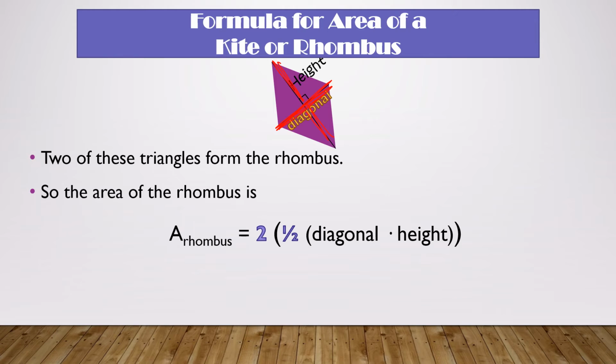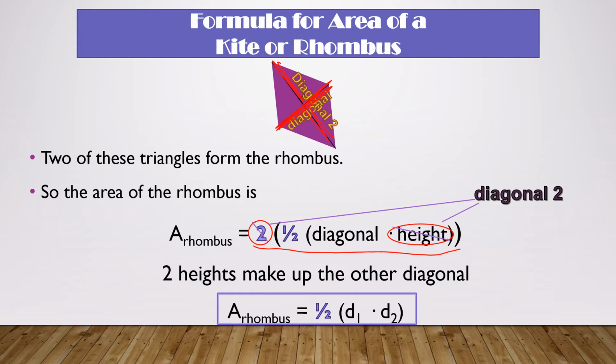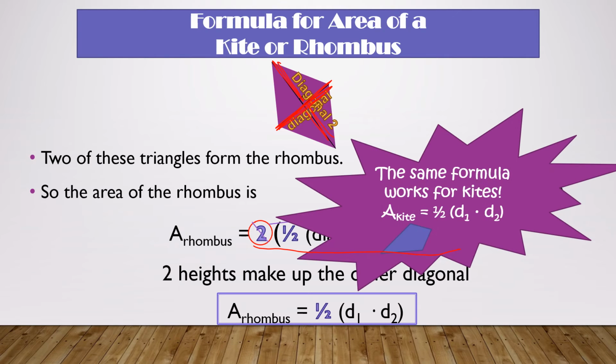makes another diagonal. So what we're going to do is, instead of doing this long formula here where we do 2 times 1/2 diagonal times height, we can make it easier because these two values there make up diagonal number 2. So we can get rid of those, and then the area of a rhombus or a kite is 1/2 times diagonal 1 times diagonal 2. Make sure that you don't add those two. They need to be multiplied. A kite is the same exact formula, 1/2 times diagonal 1 times diagonal 2.